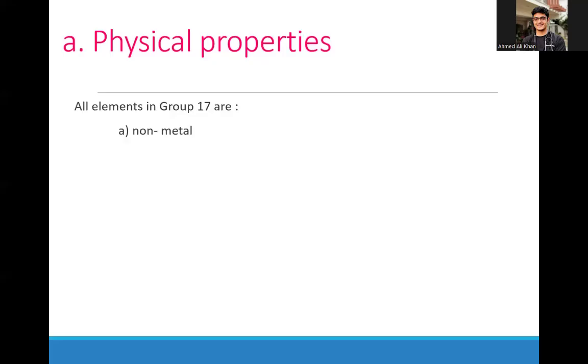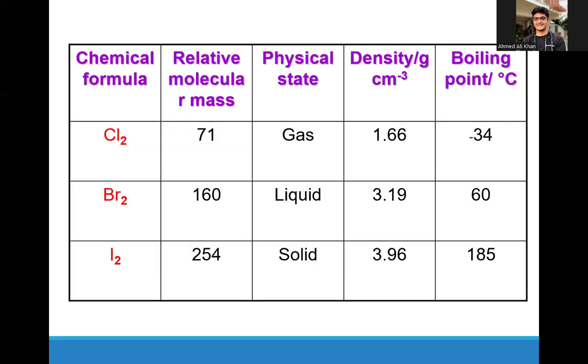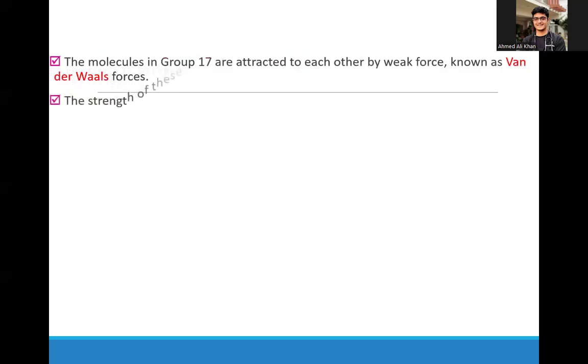Okay, so we were going over the physical properties of group 7 elements, right? And we studied that they are non-metals. They exist as simple diatomic molecules with the chemical formula X2, right? They're all diatomic in their free state, which makes them more stable, of course.